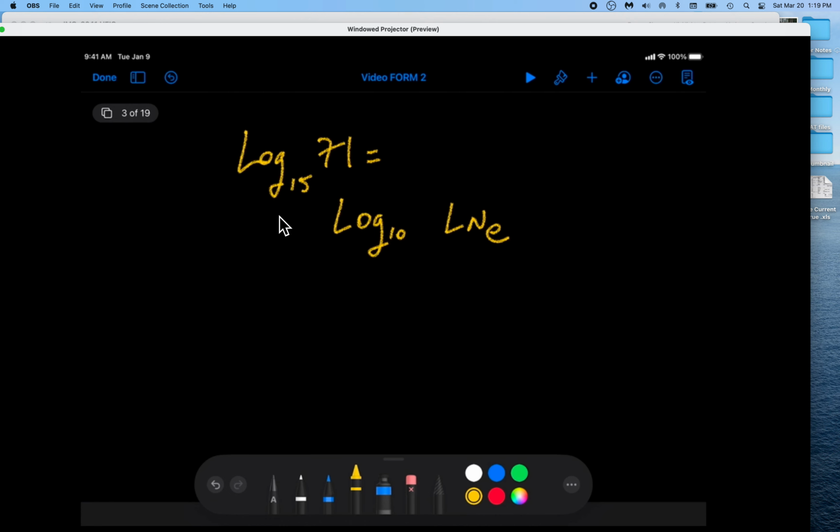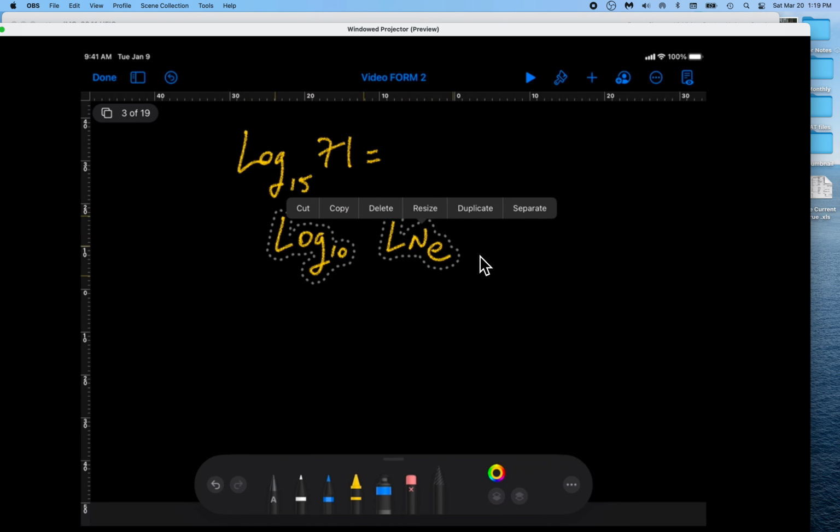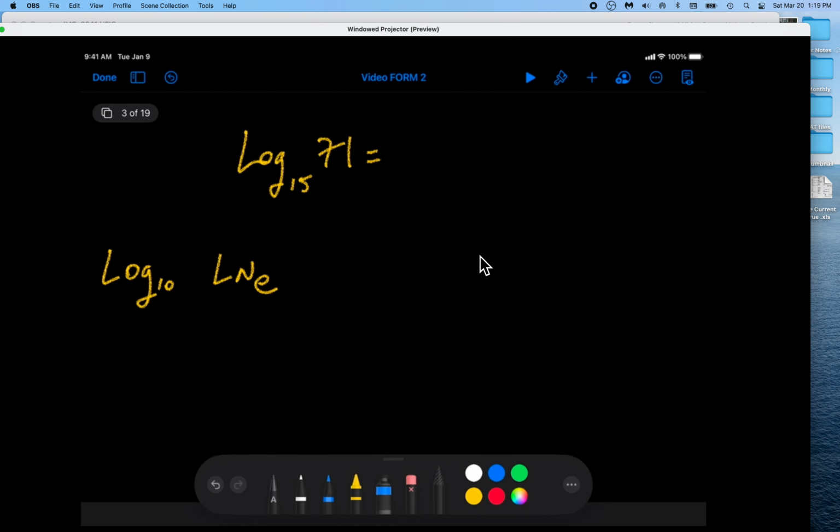So how do we change this into a calculator friendly form? Well, we use the change of base formula. The change of base formula allows us to make this calculator friendly. This becomes ln of 71, actually, log of 71 over log of 15. This base can be anything we want as long as it's the same base. We could leave it as log, which would mean that the base is understood to be 10.